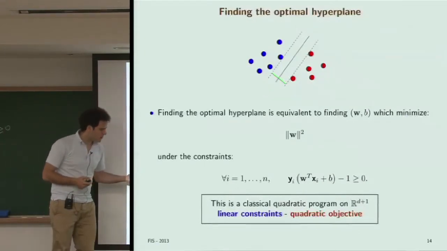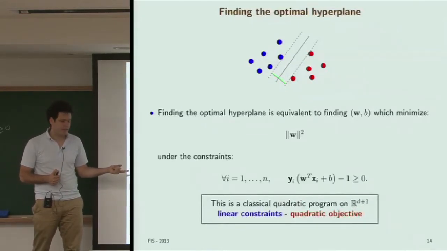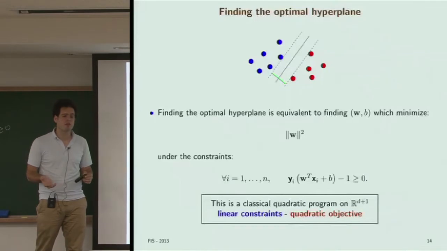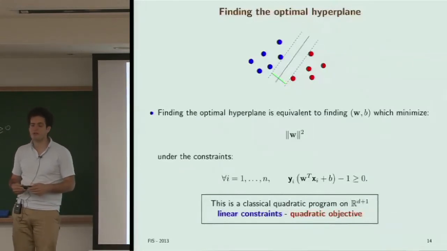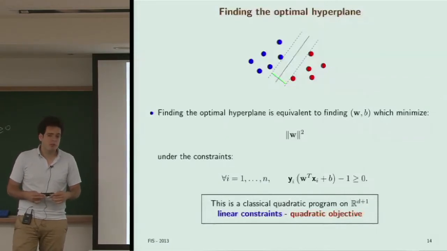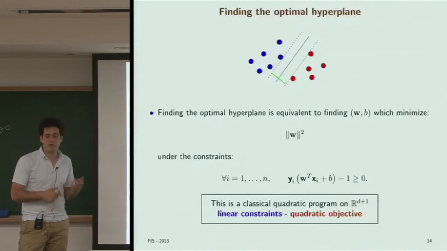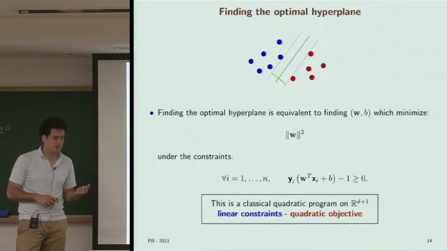It's not always a very easy program to solve, because if you think about this, what is n? N is the number of points. In a typical setting, maybe n will be 10,000, 100,000, 1 million points. And so this basically means that you have to ensure for 100,000 or 1 million constraints that W satisfies each of them. And then at the same time, you have to find a W which has a small value.